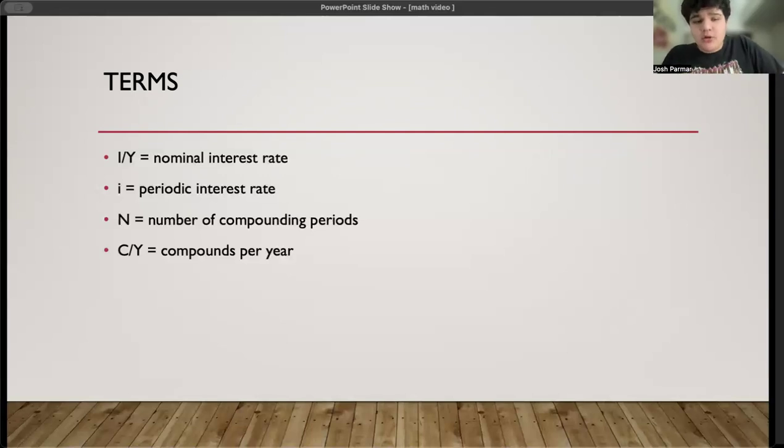IY being your nominal interest rate. So that is the percentage of interest you will be paying on the money that you borrow. I being your periodic interest rate. N being your number of compounding periods. So that is in total how many times your interest is going to be compounded before you're able to pay. And then CY being compounds per year. So that is how many times your interest is compounded every year.